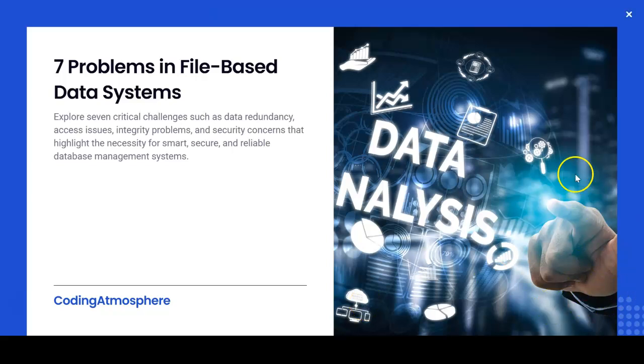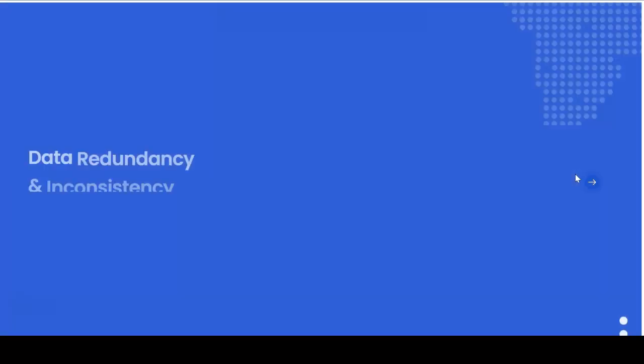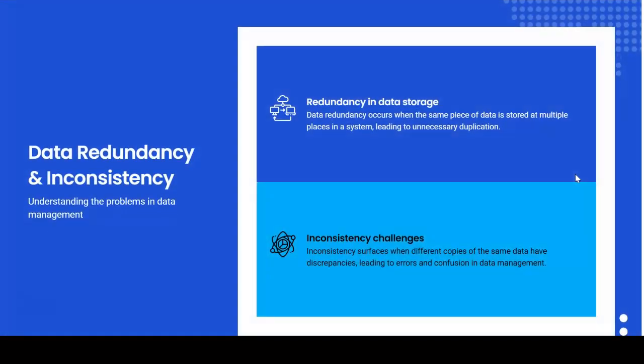So first one is data redundancy and inconsistency. Redundancy means same data is stored in many places, and inconsistency means these copies don't match. For example, a student's phone number is saved in both the library and hostel system. If you update just one, the other becomes outdated.